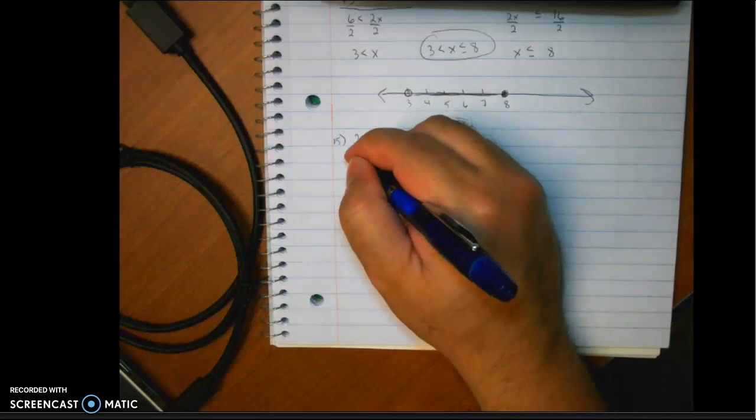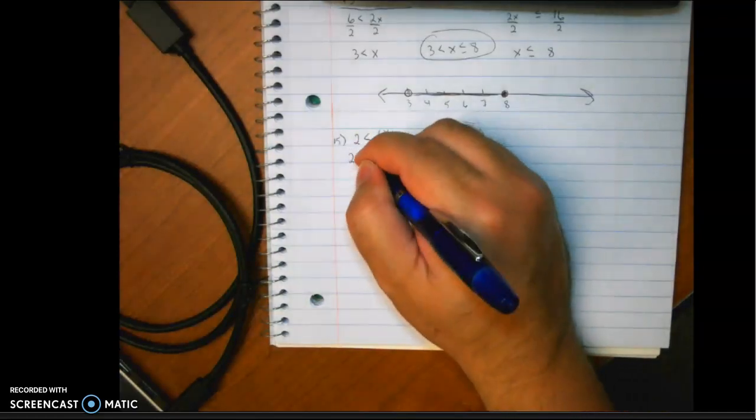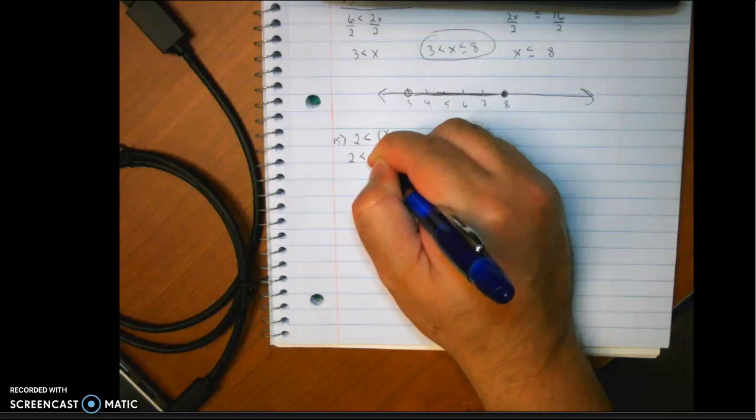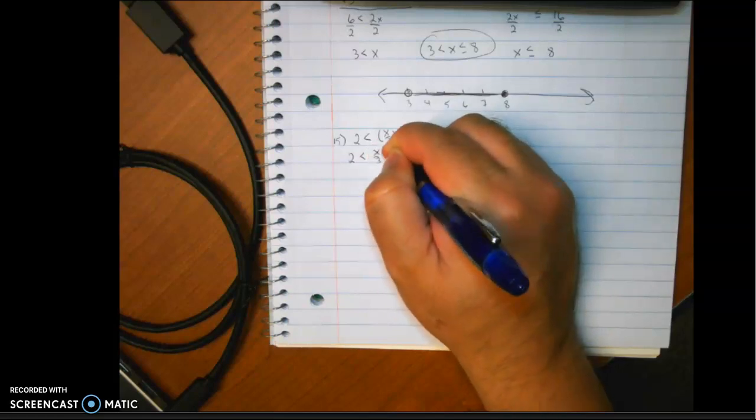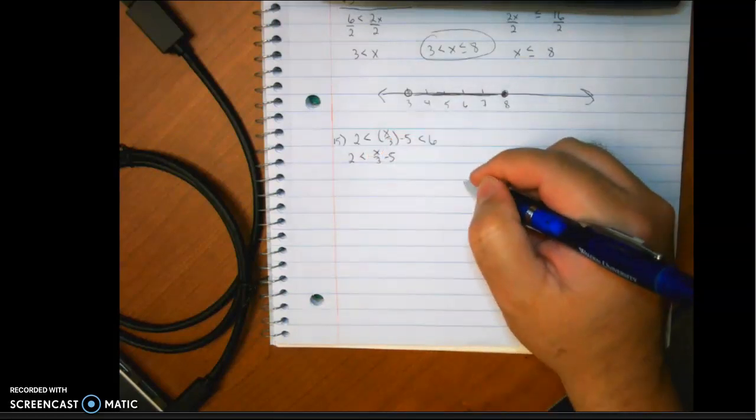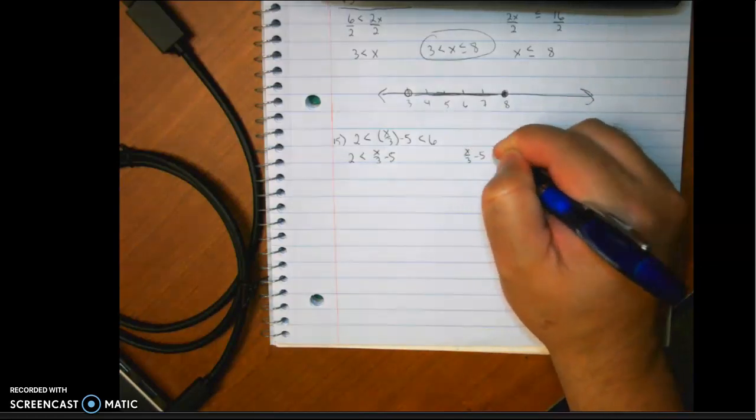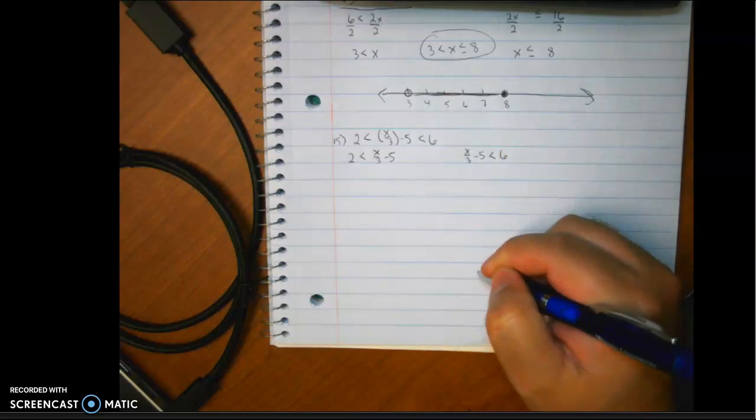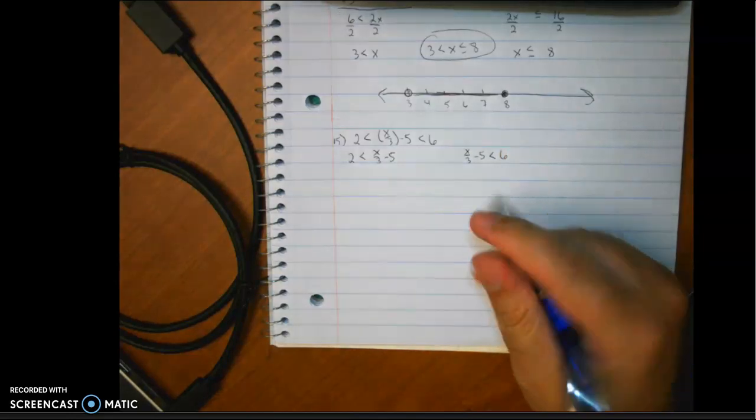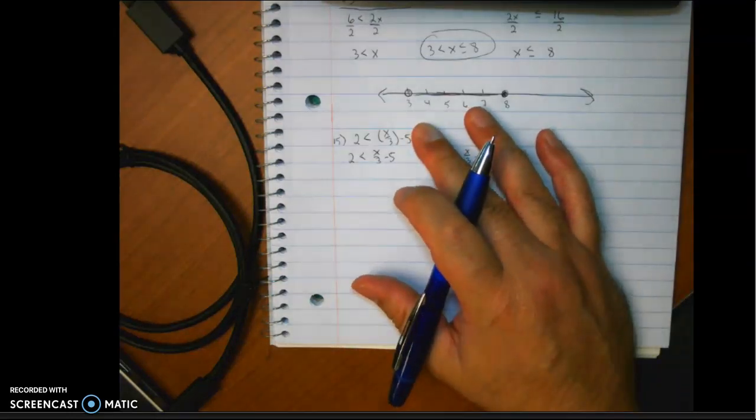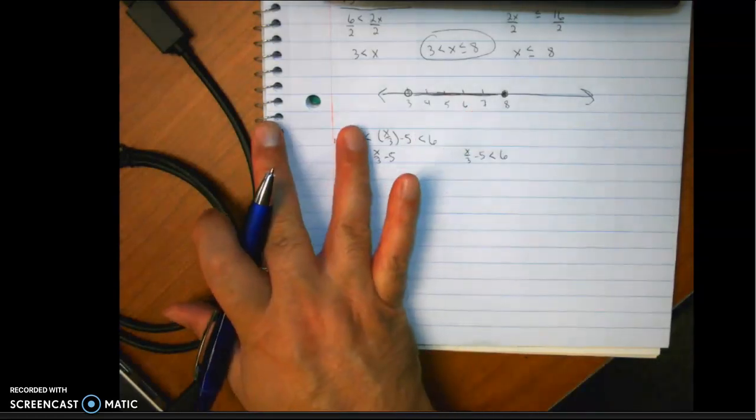Our first one is going to be 2 is less than x divided by 3 minus 5. That's our first one. The second one is x divided by 3 minus 5 is less than 6. So again, first one is this portion of it. The second one is this portion of it.